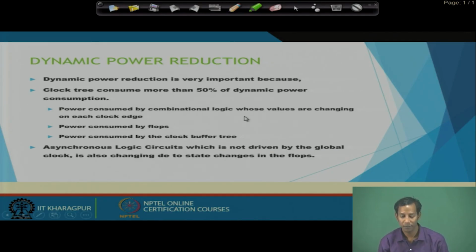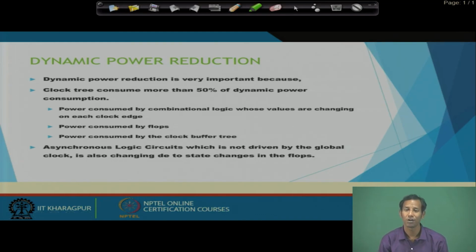Dynamic power reduction is very important because the clock tree path consumes more than 50% of dynamic power consumption. Power is consumed by combinational logic whose values change on each clock edge, by flops, and by the clock buffer tree. Asynchronous logic, which is not driven by the global clock, also changes due to state changes in the flops. All these are sources of dynamic power. The clock tree consumes more than 50% of the overall dynamic power contribution.